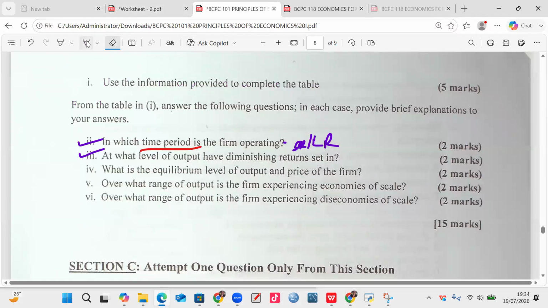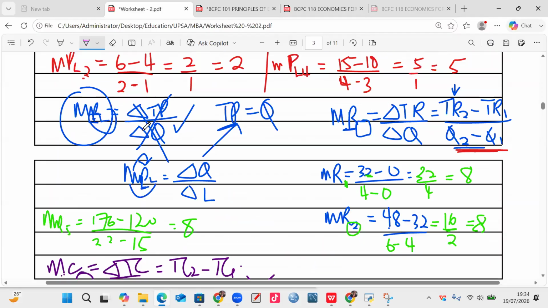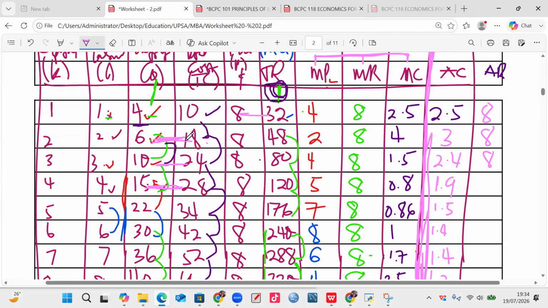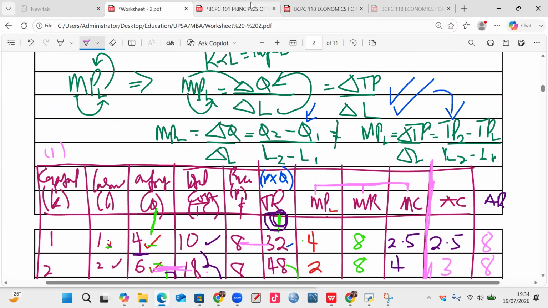Diminishing returns at what level of output? At what level of output? So you go and check the output level when, right? Yes. The curve is the AP curve. Wait, when the curve started to fall, right? Let's go and see. So at what level of output did the... hold on.